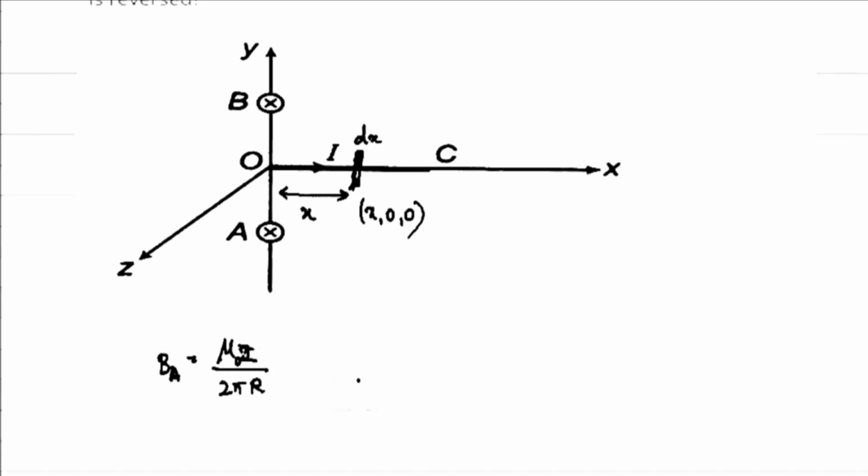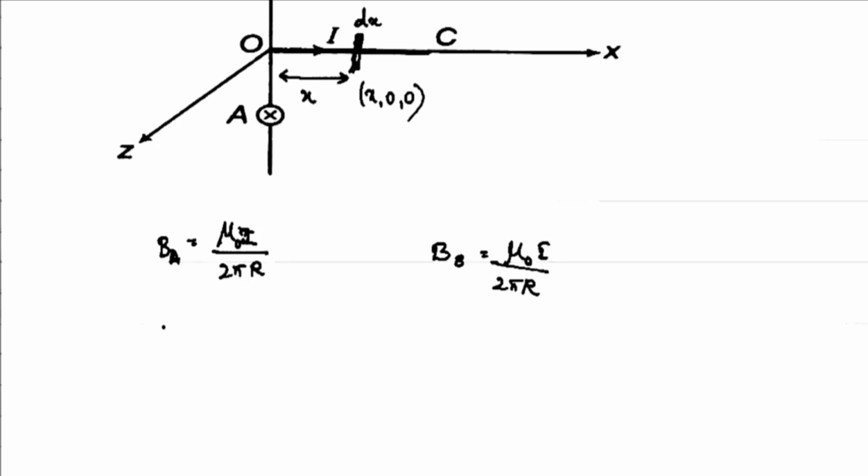Similarly, at both points, A and B, we will have magnetic field. For B, BB will be equal to once again mu naught I by 2 pi r. Now these are the components of BA and BB. The components along the x-axis will cancel, because they act in exactly opposite directions and cancel each other, whereas along the y-axis they add up to give the total magnetic field.